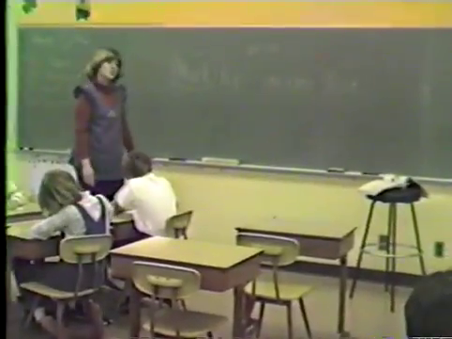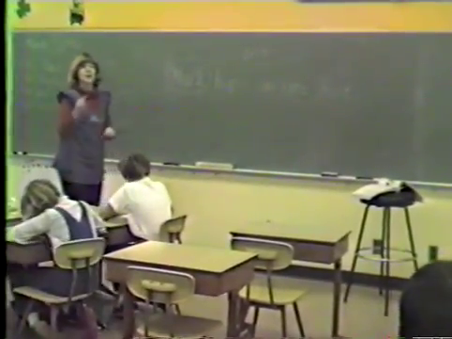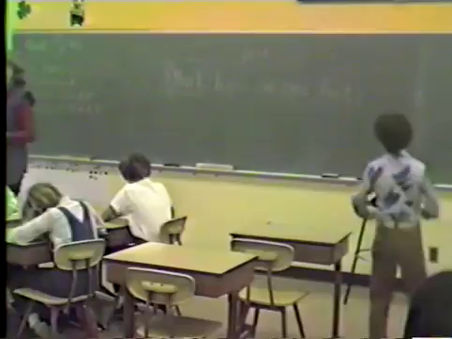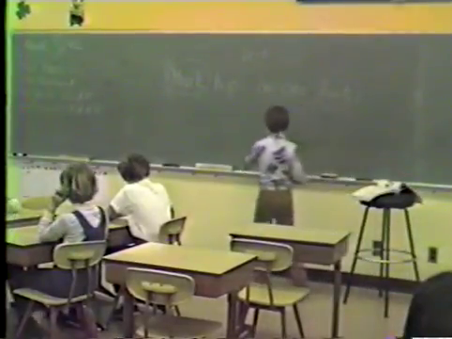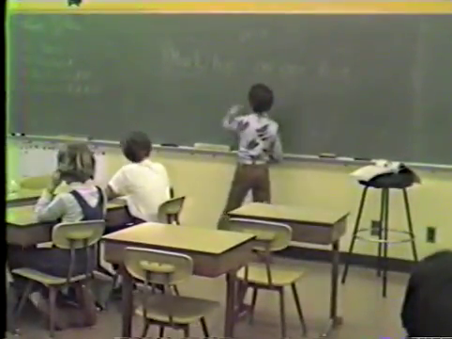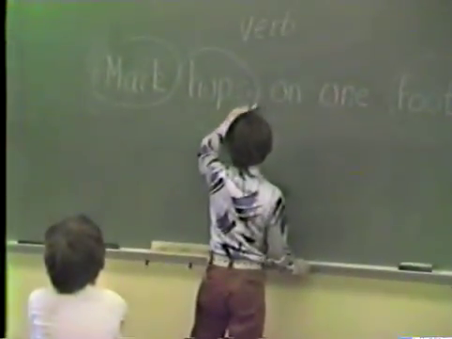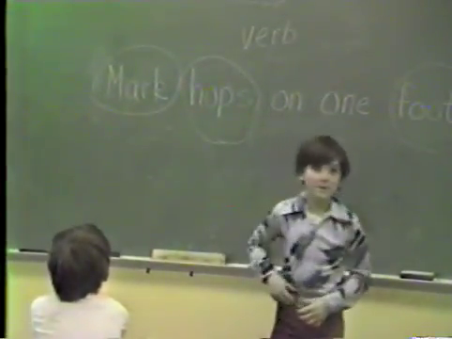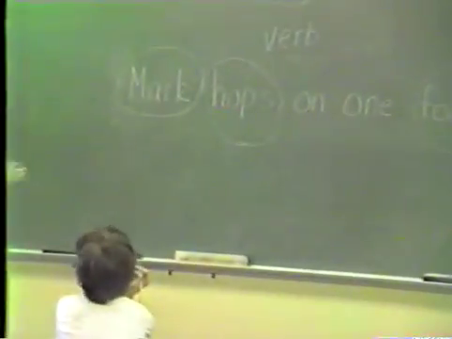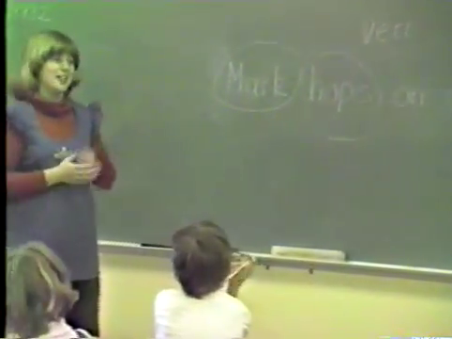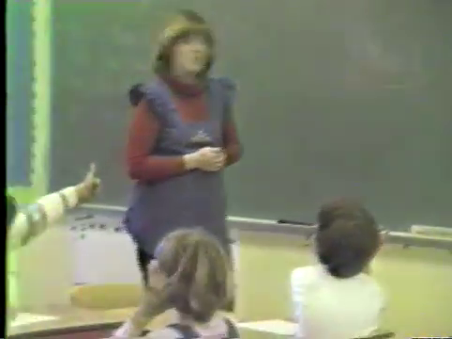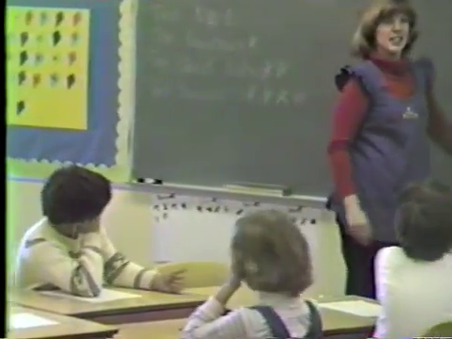Will you come up and circle the verb on this? And I want everyone else to watch. Check your own paper to see if you wrote down the same word that Kent's going to circle up there. Thumbs up if you circled or wrote that word down. Nice job. Hops is the verb in the sentence.